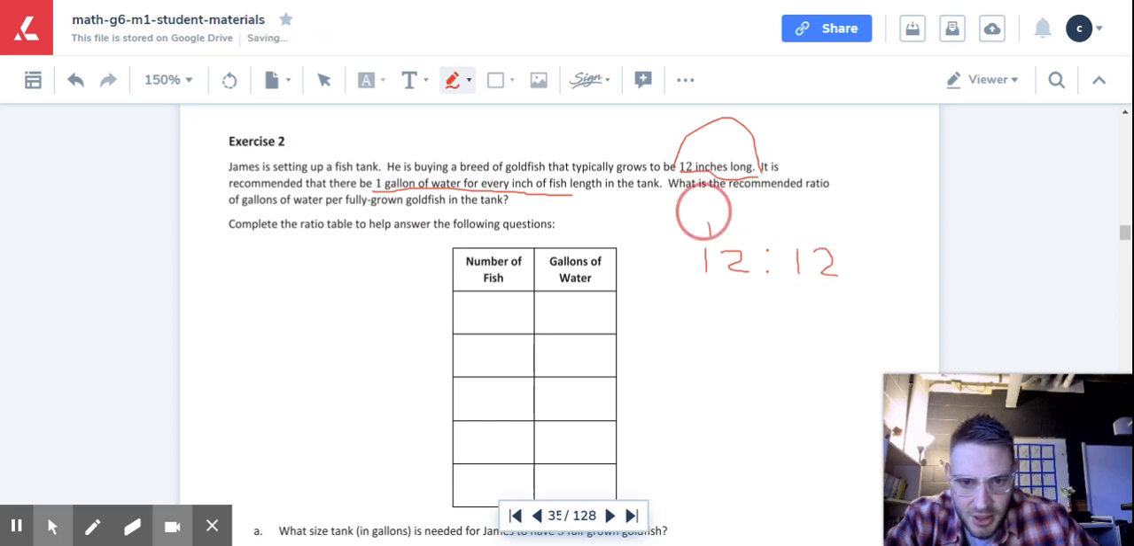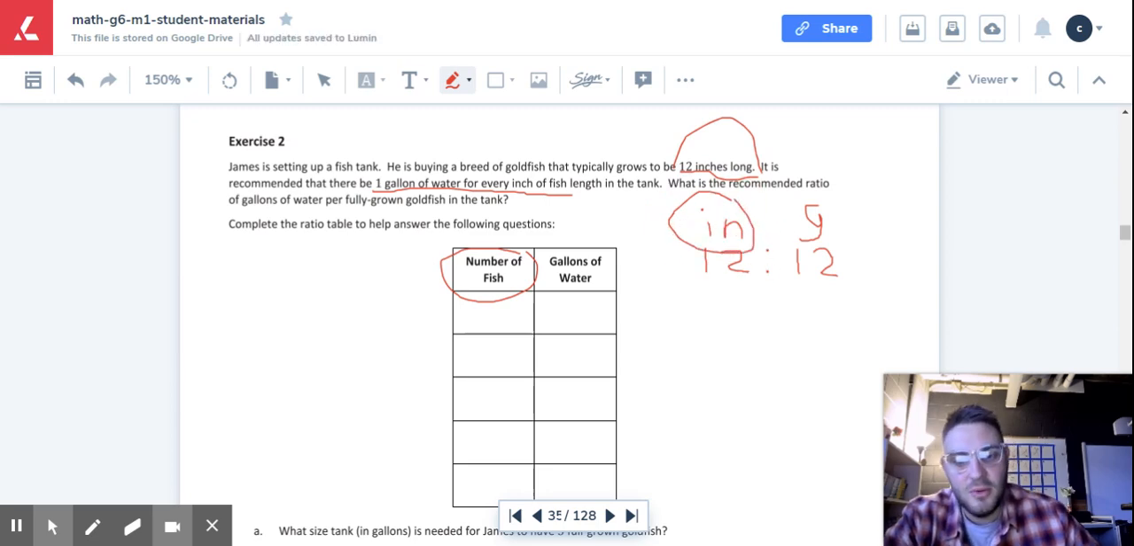So this would be inches, and this would be gallons, okay? Now, complete the ratio table to help answer the questions. Number of fish. Now, do you notice that this says number of fish? But here we were talking about inches. So you have to be very careful with what you're reading. We're saying number of fish, okay?